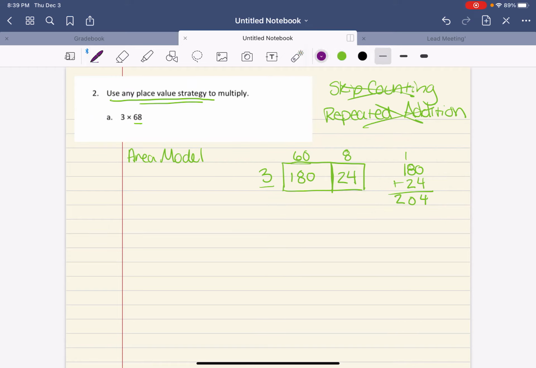Okay, the next one I'm going to do is partial products. This is a great place value strategy you can use. For partial products, I'm going to think about it, separate it into place value, just like I did in my area model. So 3 times 8 is 24, and then I'm going to do 3 times 60, which is 180, and then I'm going to add those together.